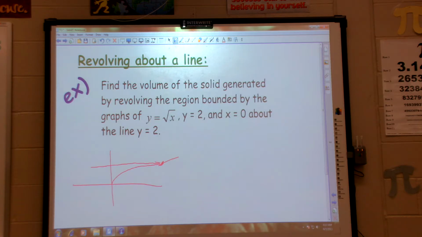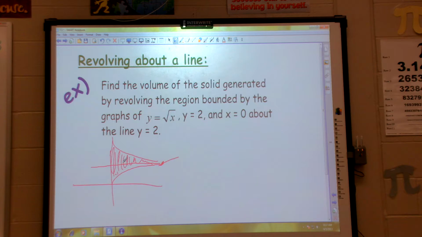So when I revolve this, let me make that a curve. Kind of like a sorry piece. Well, yeah, it kind of does. It's going to look like those old record players. Okay. But here's the thing.